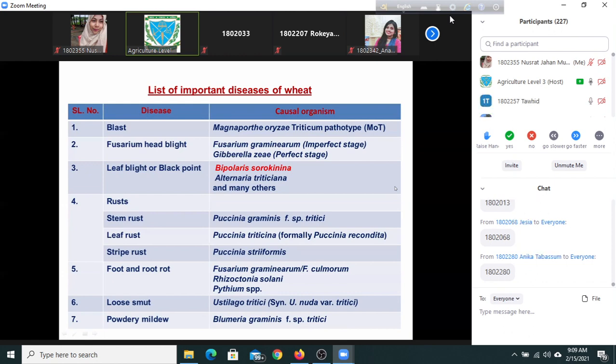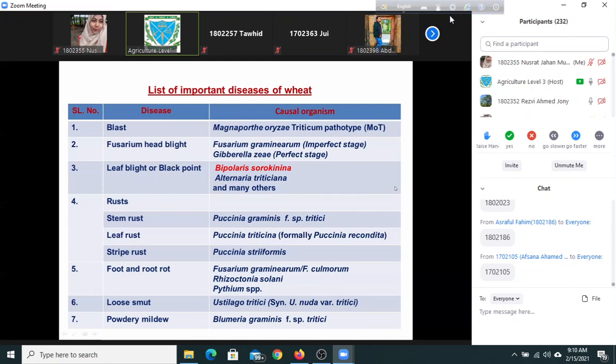Then the third one, leaf blight or black point. The disease has two phases, leaf blight and black point, caused by Bipolaris sorokiniana. In addition, some other pathogens may be involved, such as Alternaria triticina, but you can say only Bipolaris sorokiniana, that's enough.